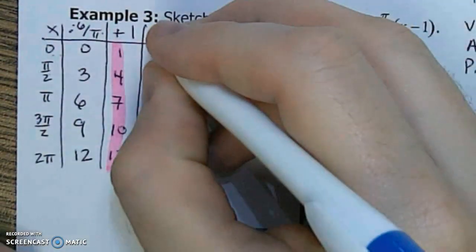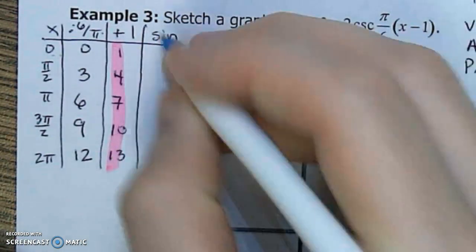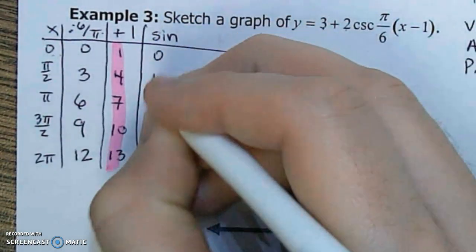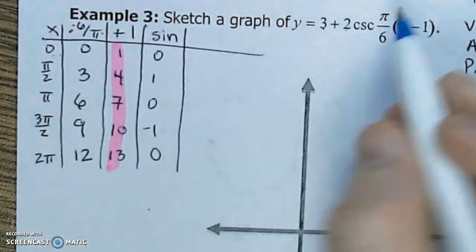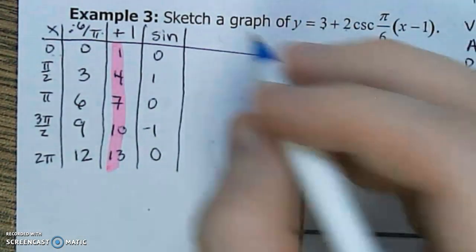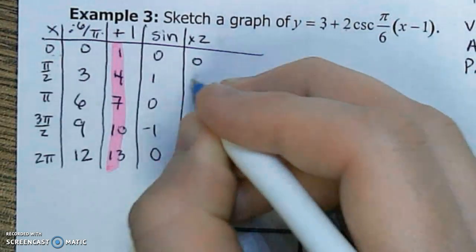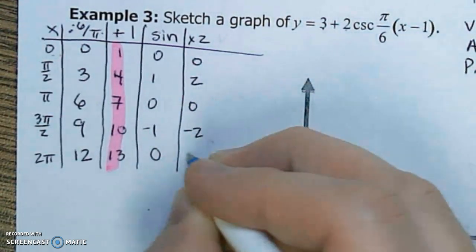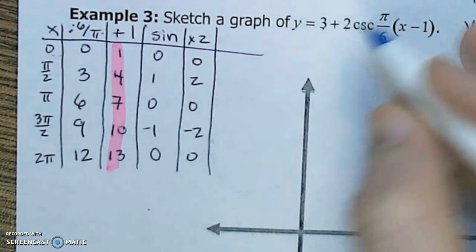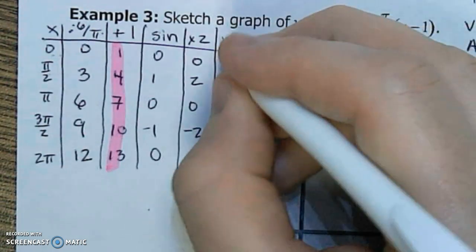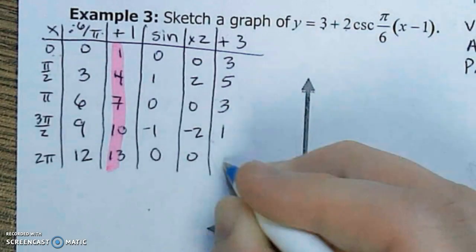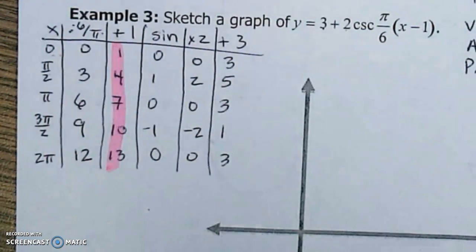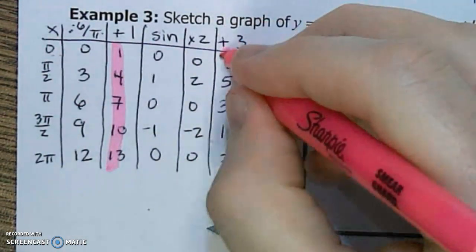Then cosecant is sine. So we're going to write down a sine wave, which starts at 0, 1, 0, negative 1, then 0. There is a 2 in front, so we multiply those by 2. 0, 2, 0, negative 2, 0. Then there's a plus 3, so we add 3 to all those. 3, 5, 3, 1, 3. So those are the y values we're going to plot.